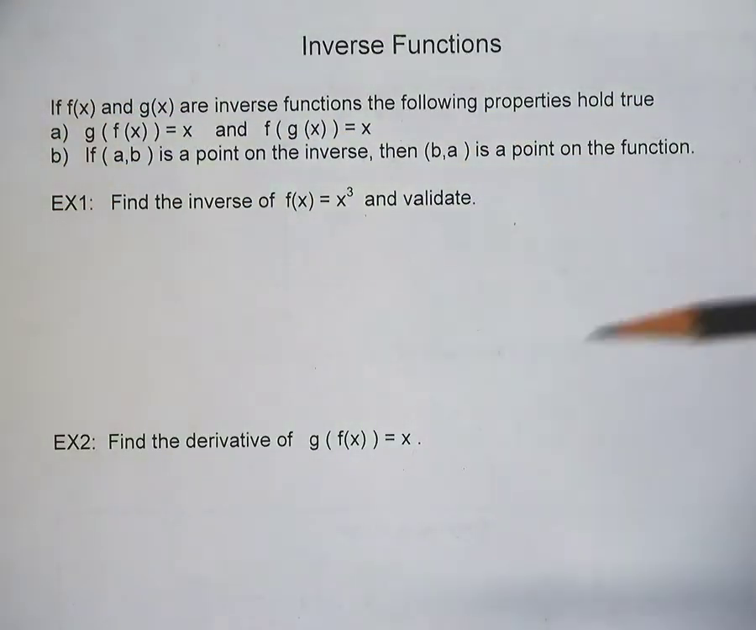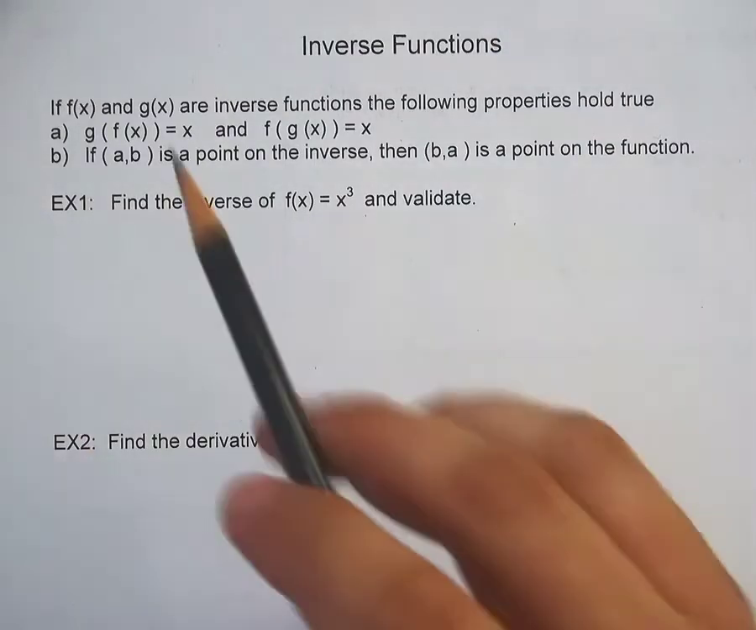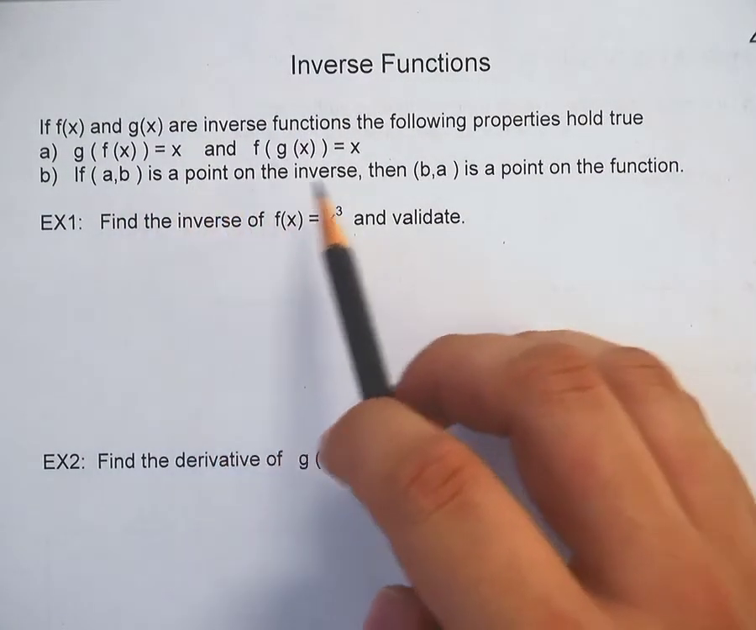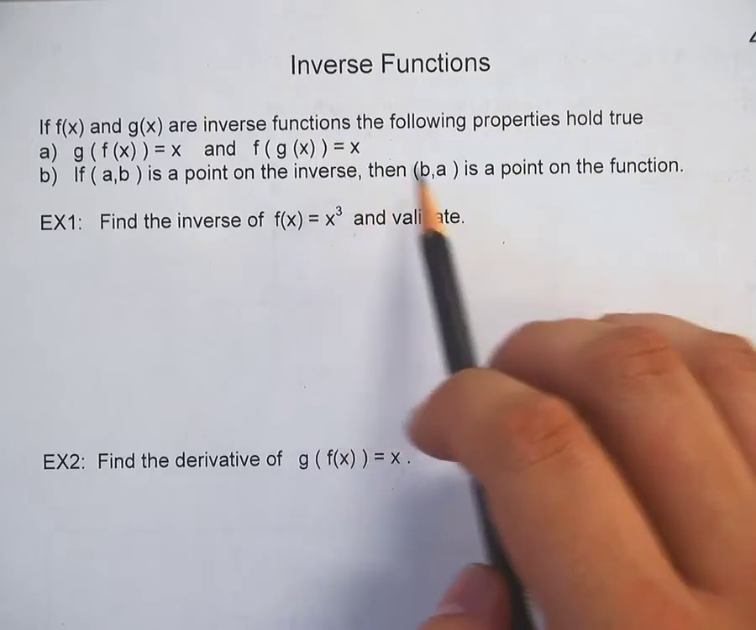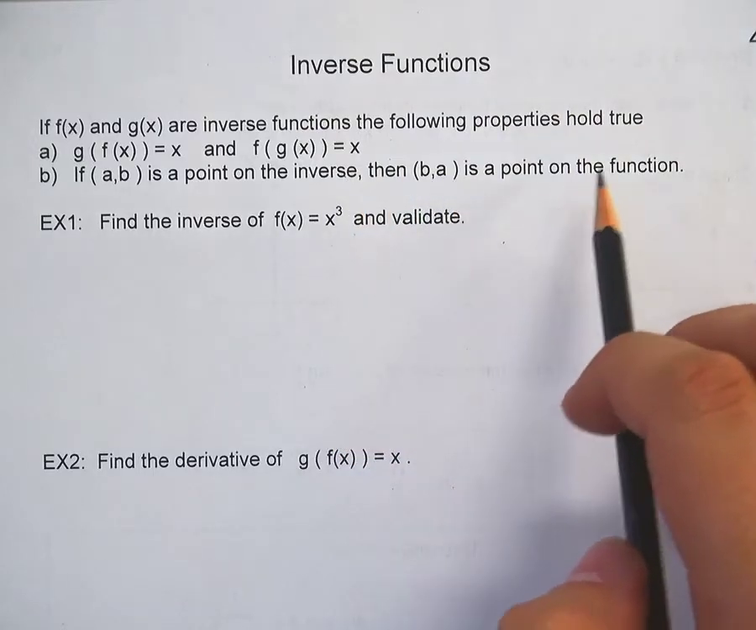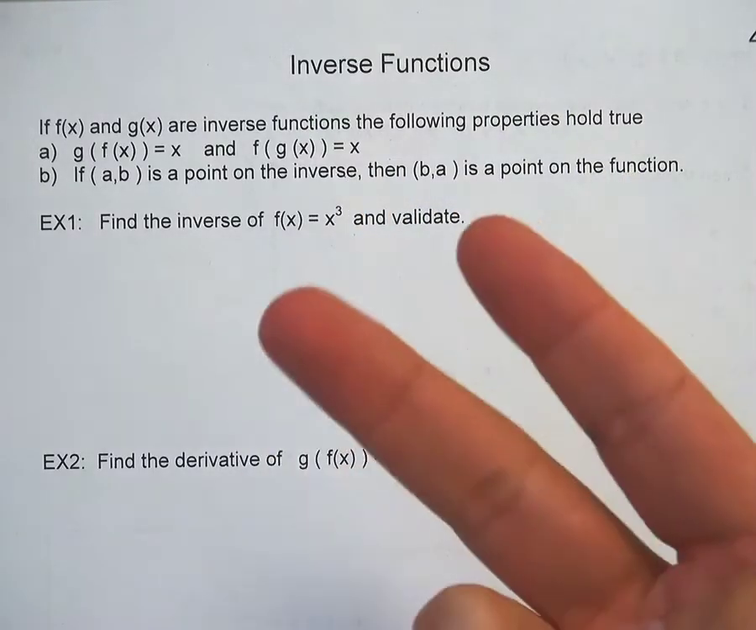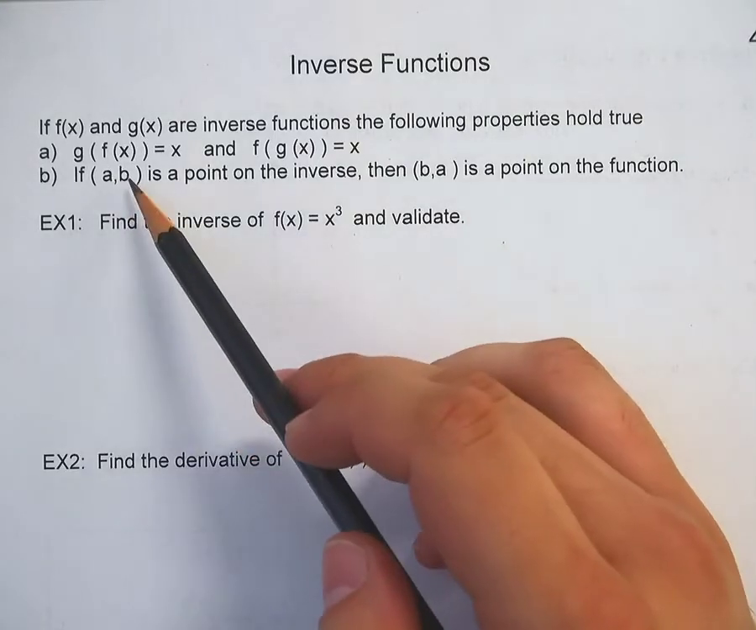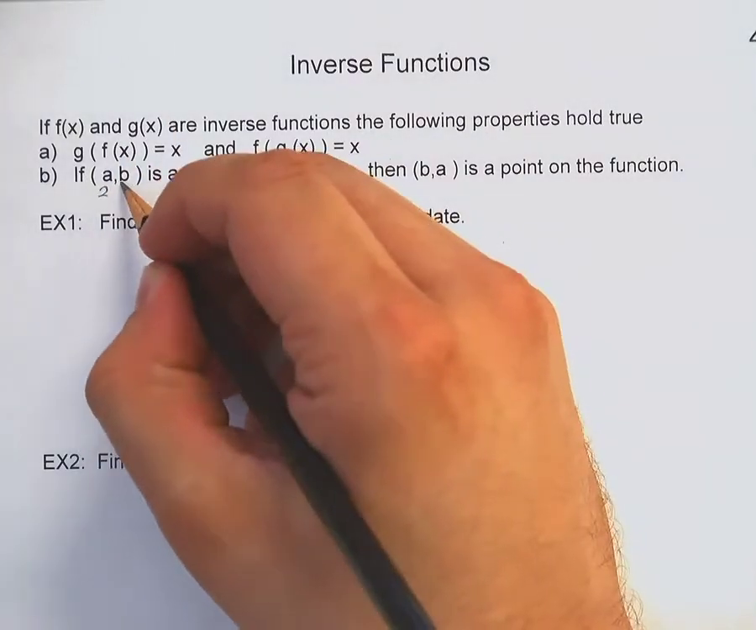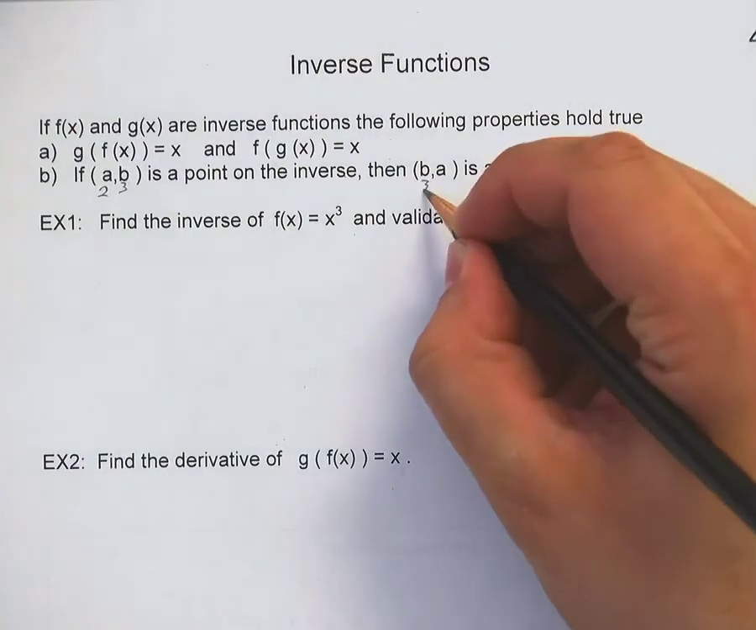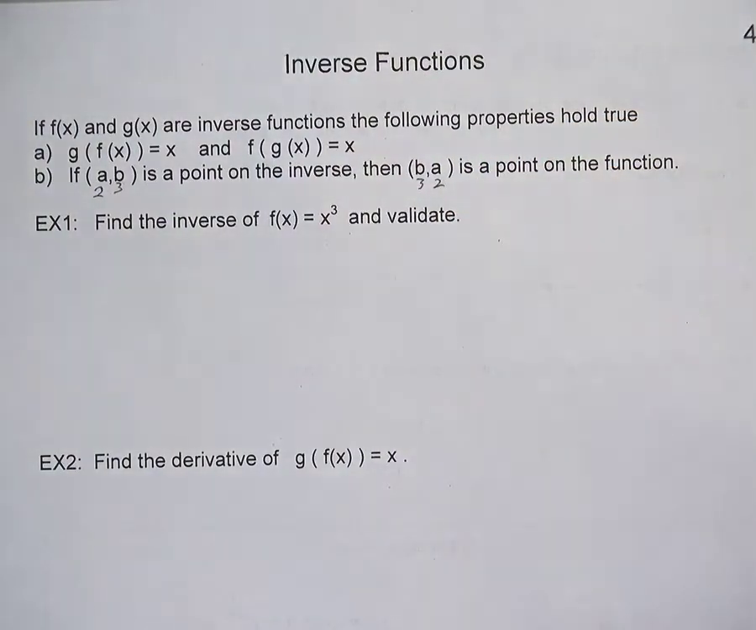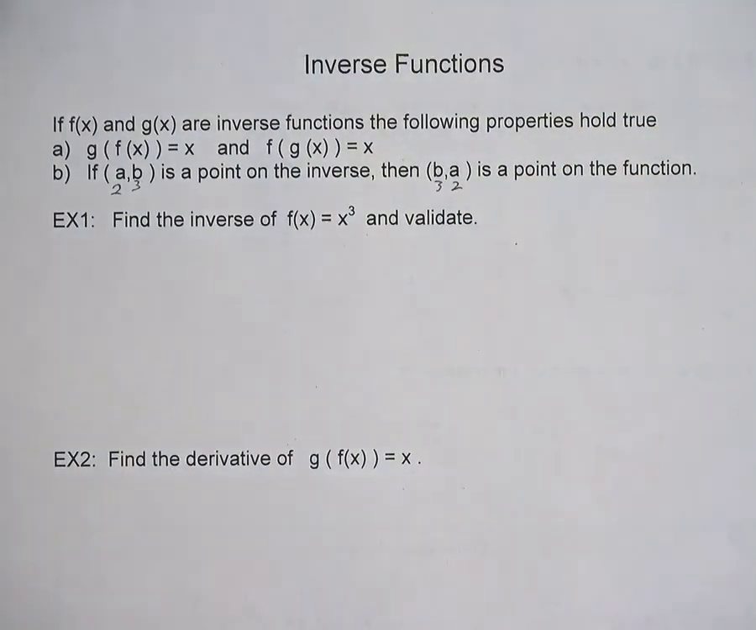leaves you with x. Also, if a comma b is a point on the inverse, then b comma a is a point on the function. So you just switch the points. So like if 2 comma 3 is a point on the inverse, then 3 comma 2 would be a point on the actual function.